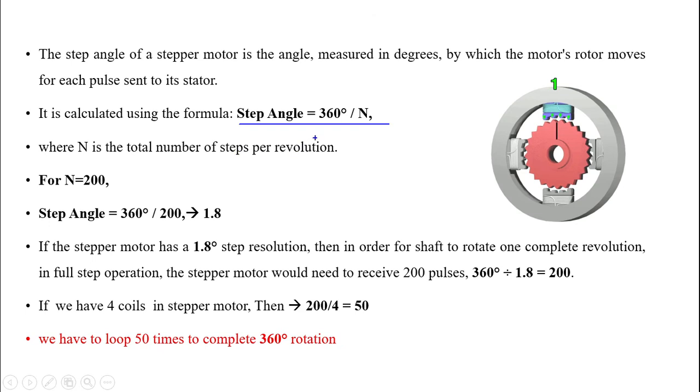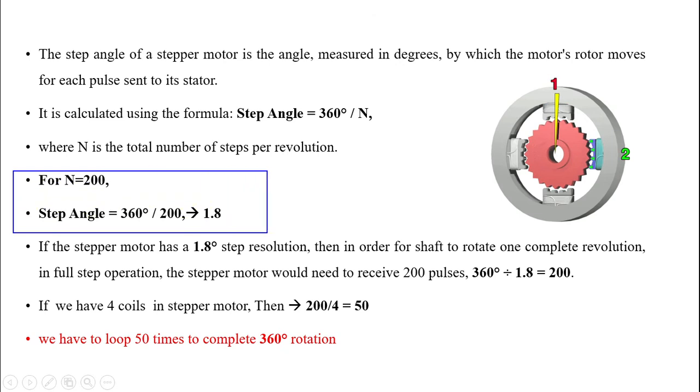For example, if your rotor has 200 teeth, then if you divide 360 by 200, you will get 1.8 degrees. You can see in this example I'm considering 200 steps, nothing but 360 divided by 200, you will get 1.8. So most stepper motors will have a 1.8 degree step angle. This will be the standard step angle for most of the stepper motors we're going to use.